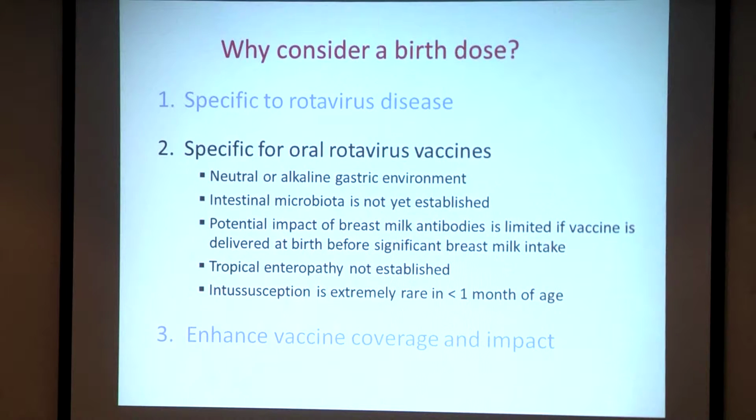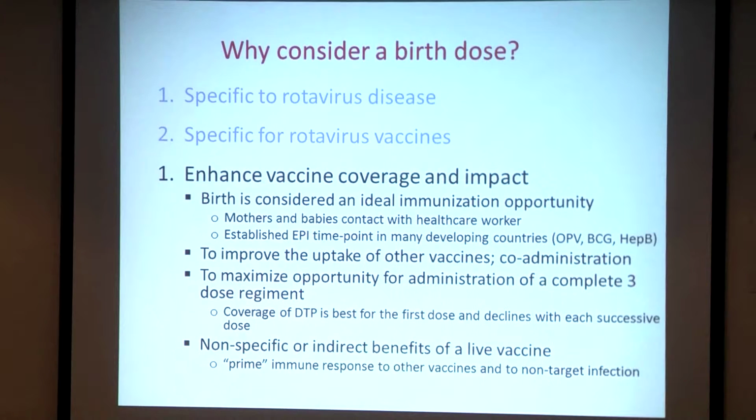Some of the advantages of a birth dose of a rotavirus vaccine are also specific to the actual vaccine itself. This is an oral vaccine, it has to pass through the stomach. At birth, the babies have either an alkaline or neutral gastric acid environment, so acid is usually not a challenge to the vaccine. The intestinal microbiota is not yet established in a newborn baby. The potential for impact from maternal milk antibodies, which is thought to be a challenge for oral vaccines, is usually not an issue at birth if the vaccine is given early enough. And there are safety reasons why a birth dose might be advantageous. Sorry, my numbering's gone odd here.